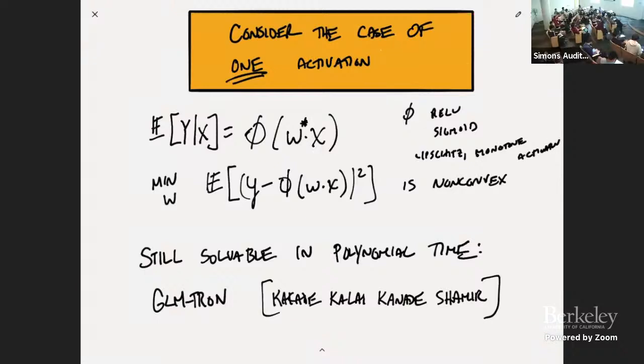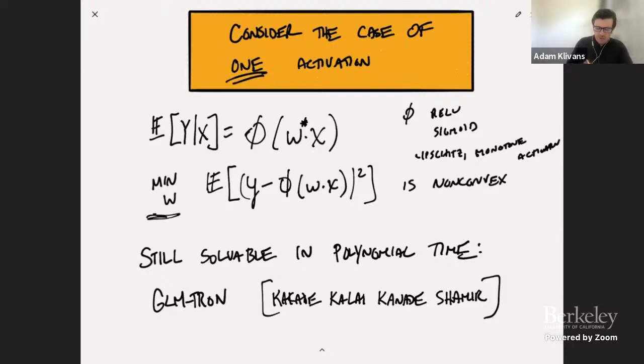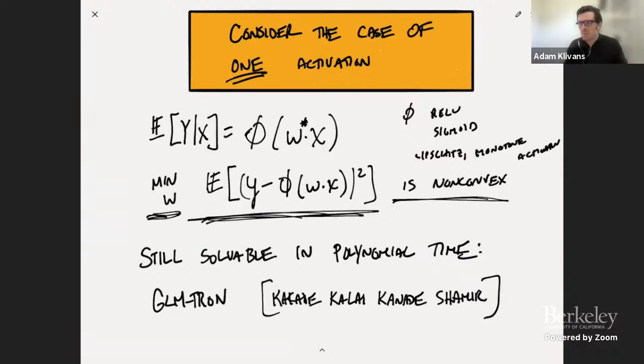Okay, then if you look at the associated optimization problem, which is you're trying to find the min over w of the true square loss, the expectation of (y minus phi of w dot x) squared, it's not too difficult to see that this is a non-convex optimization problem because you have this minus phi inside of a square.